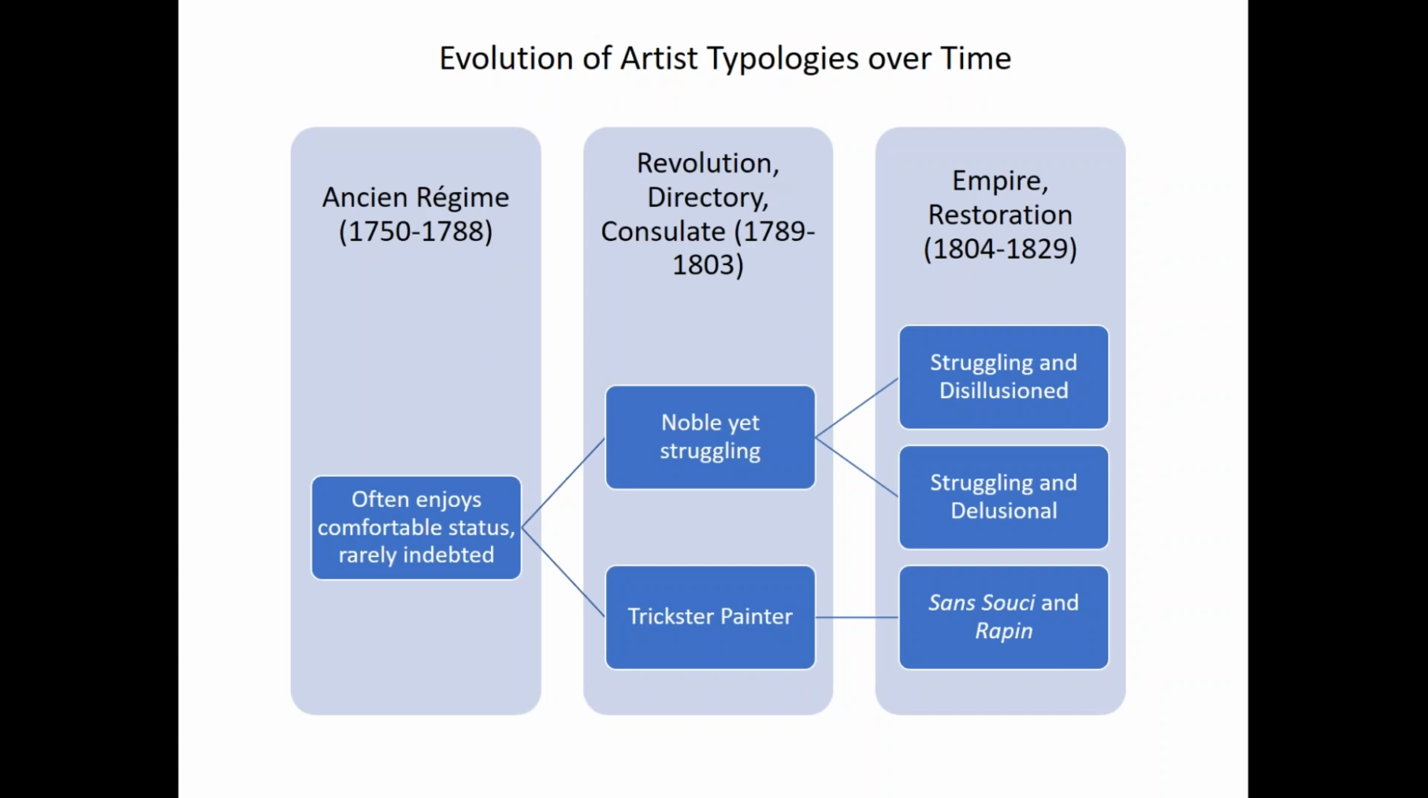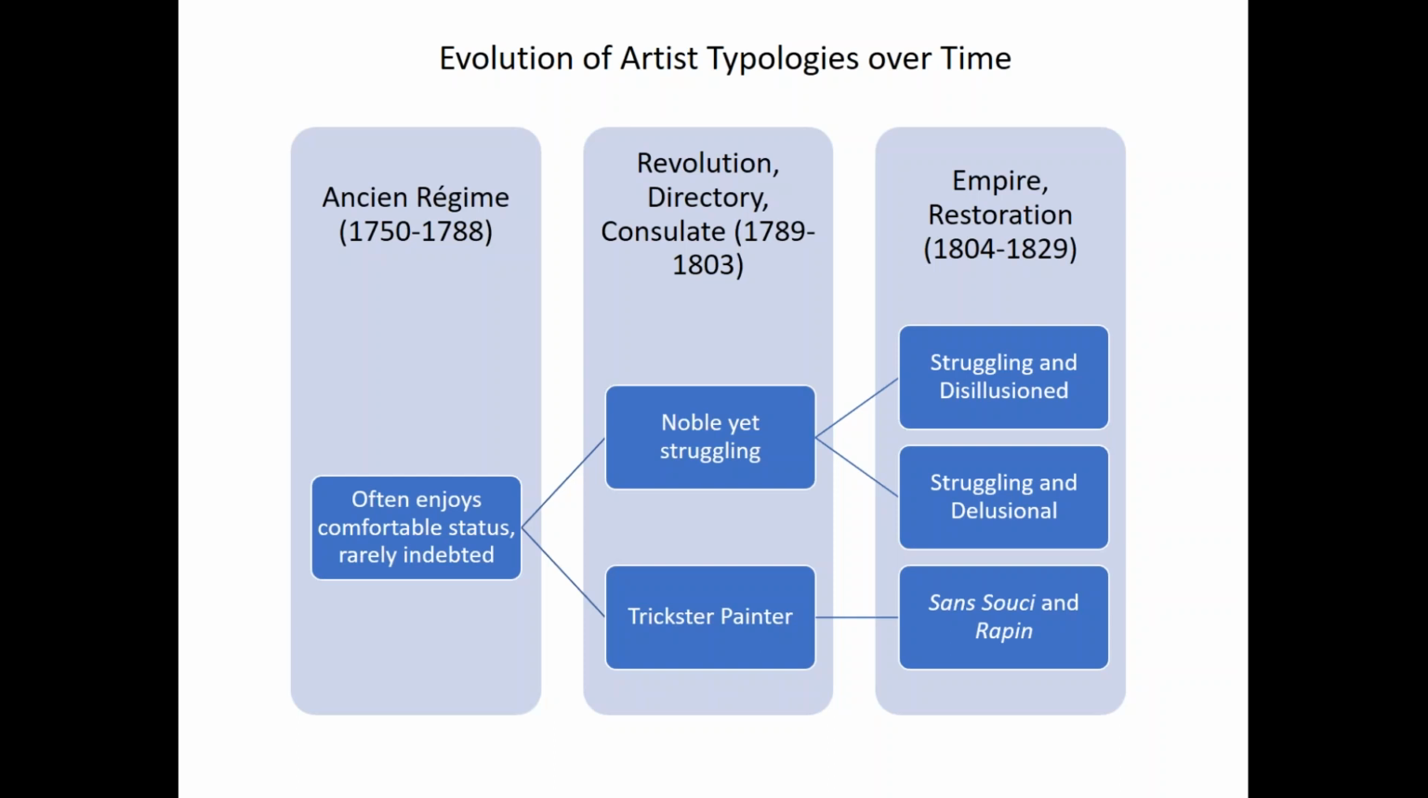Between the Revolution and Consulate, we'd be more likely to see a noble yet struggling artist. And then I was really interested in the emergence of a trickster painter type who seems to be attempting to con everyone into believing that they're a high-value artist. And in the Empire and Restoration, for instance, I saw those types branch further and further. Of course, the quantity of images for each period continued to increase, and so that also influences the number of types I found.